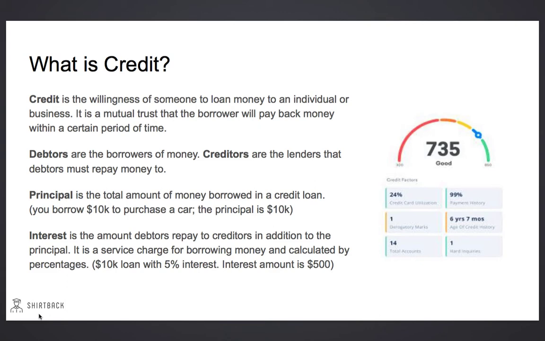Principal is the total amount of money that's borrowed in a credit loan. For example, if you want to borrow $10,000 to purchase a car, the principal of the loan is $10,000.